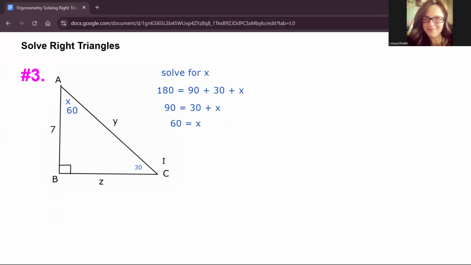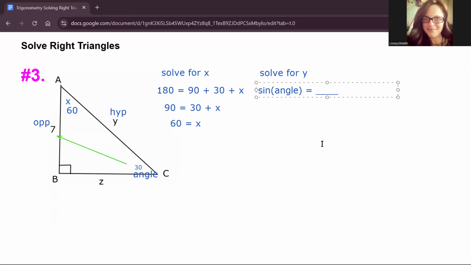You could solve it that way. However, let's say you didn't notice it was a special 30, 60, 90 right triangle, and we'll solve for y, the hypotenuse, using trigonometry. I'm going to use the angle 30 degrees to solve for y. They gave us the opposite side of 30 degrees, and I'm solving for the hypotenuse. Opposite over hypotenuse, we're going to use sine. Sine of an angle is equal to the opposite side over the hypotenuse.